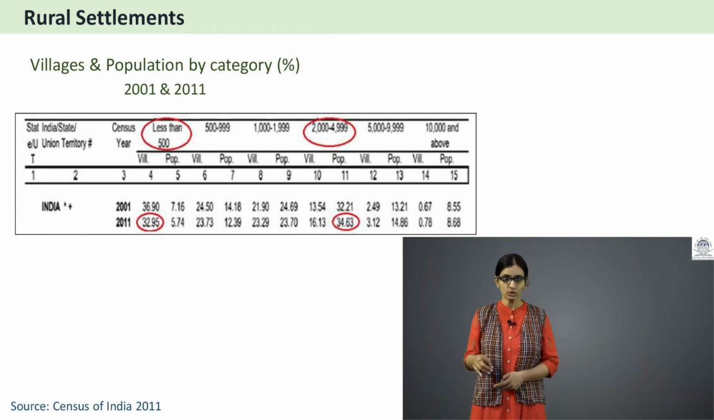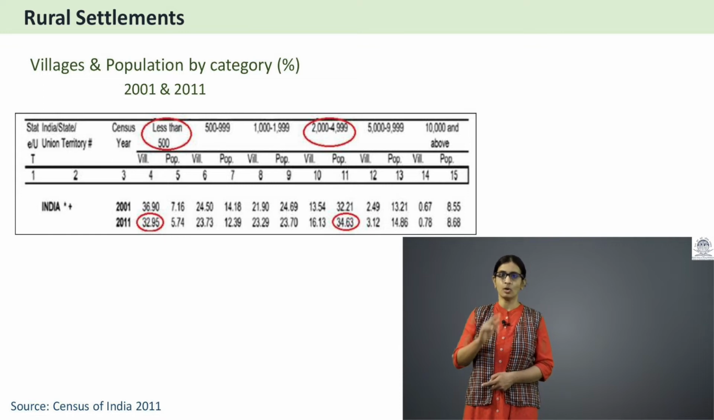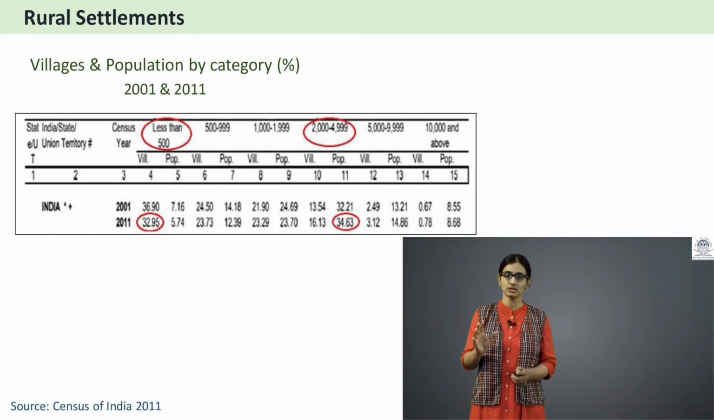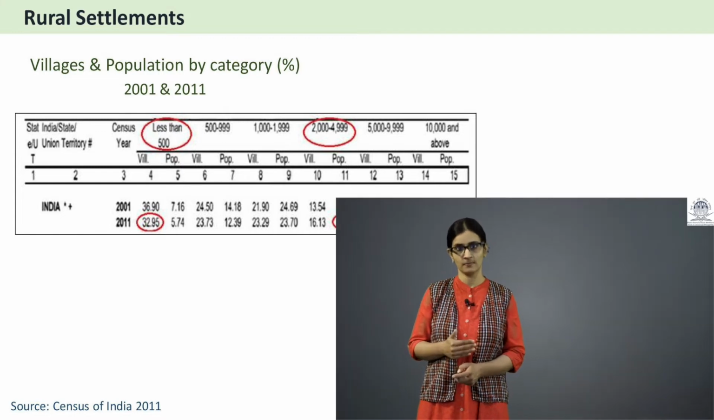Although the percentage of villages in the smallest size is more, if you have a look at the table, in terms of population, the highest percent, that is 34.6% of the rural population, live in villages that fall in the size of 2000 to 5000. This implies that more population is being concentrated in the relatively larger sized villages.